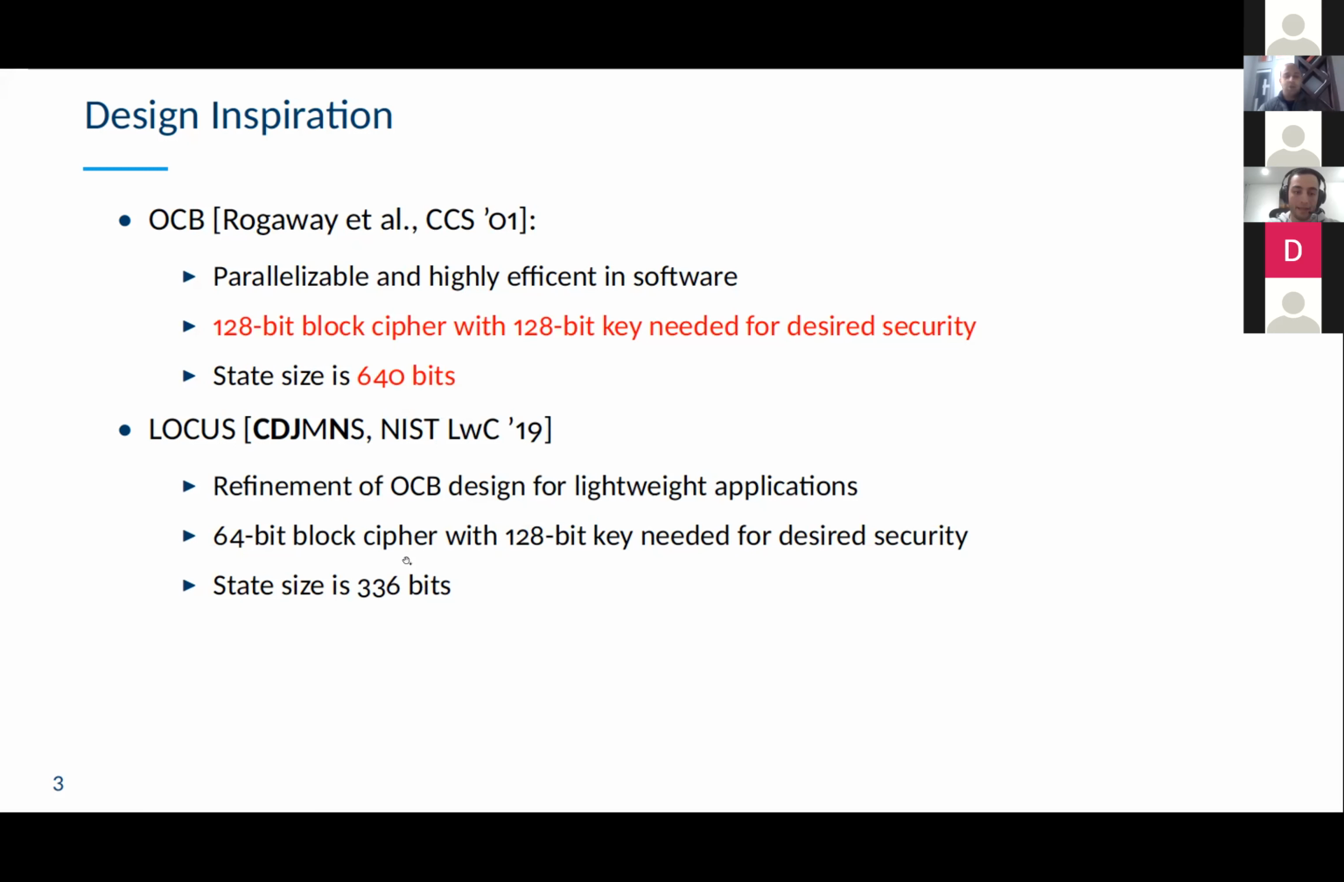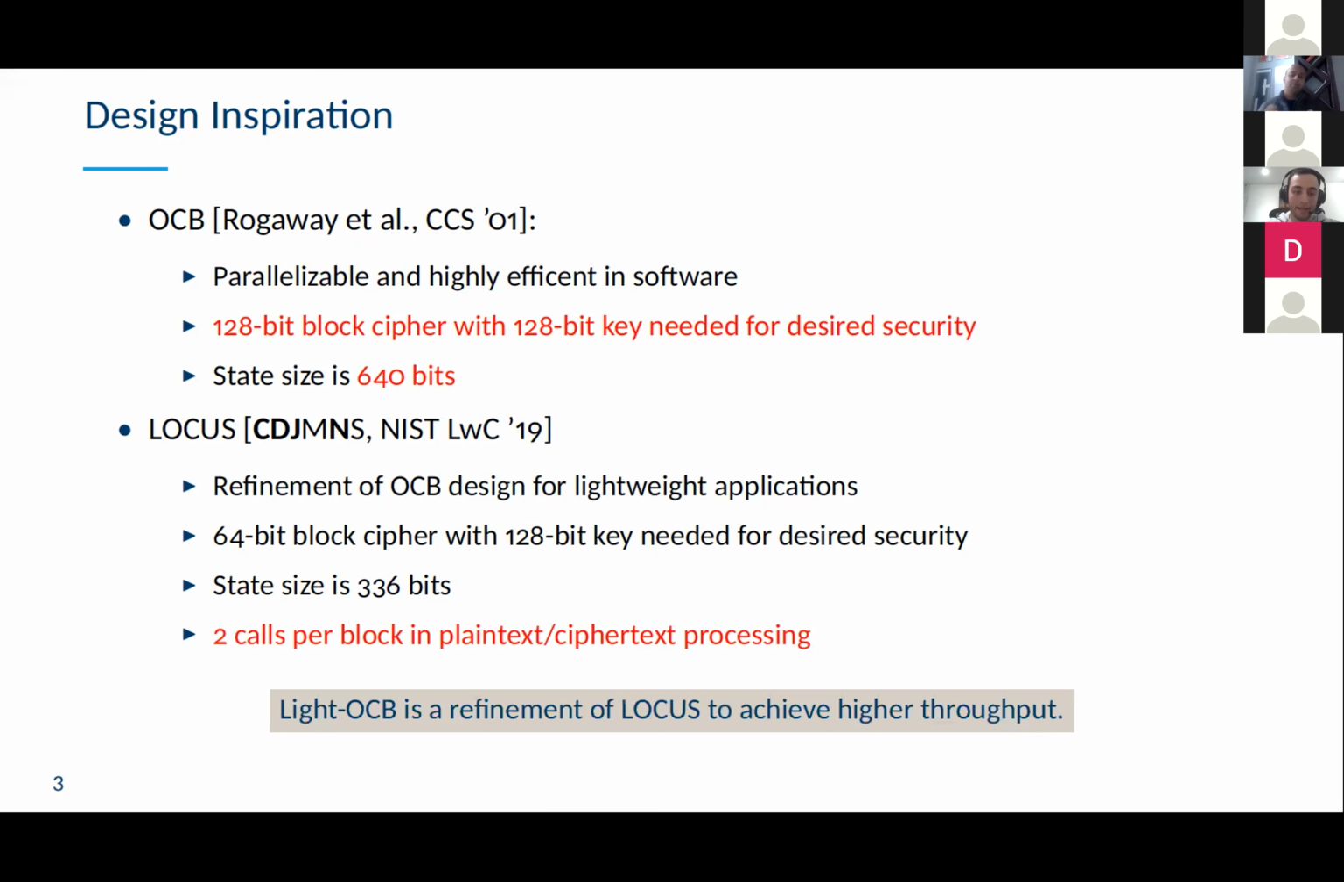Well, the problem of LOCUS is it uses 2 calls to process one block of input. That means it has rate half. So that actually reduces the throughput of the construction LOCUS. So in this work, we have adopted the approach of refining LOCUS to design something that achieves higher throughput. And we designed the construction Light-OCB that retains all the previous properties of LOCUS, as well as achieves a rate of 1. That means 1 block cipher call to process 1 input block.